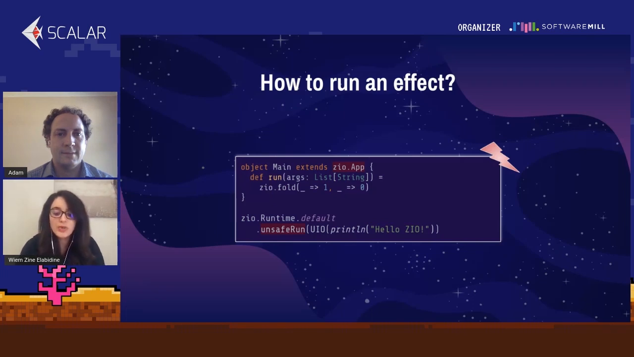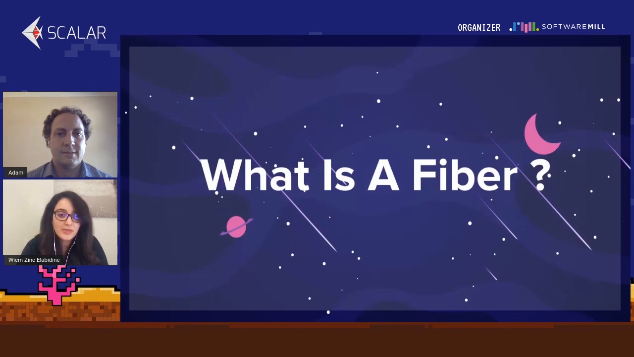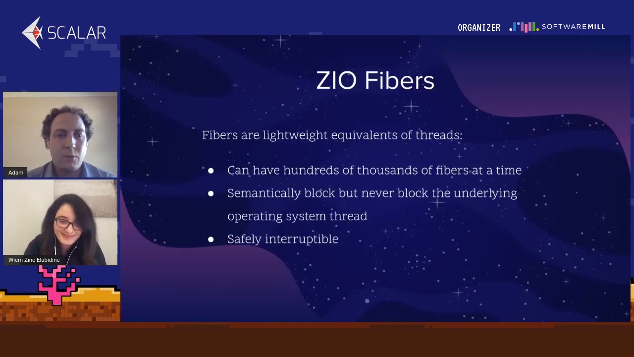So now let's understand deeply what a fiber is. Adam, what is a fiber? Tell us. Yeah, thanks, Wiem. You can think about a fiber as a lightweight equivalent of an operating system thread. So just like a thread, a fiber describes a running computation that's potentially happening at the same time as other computations. But there are some key differences between fibers and threads that are really important.